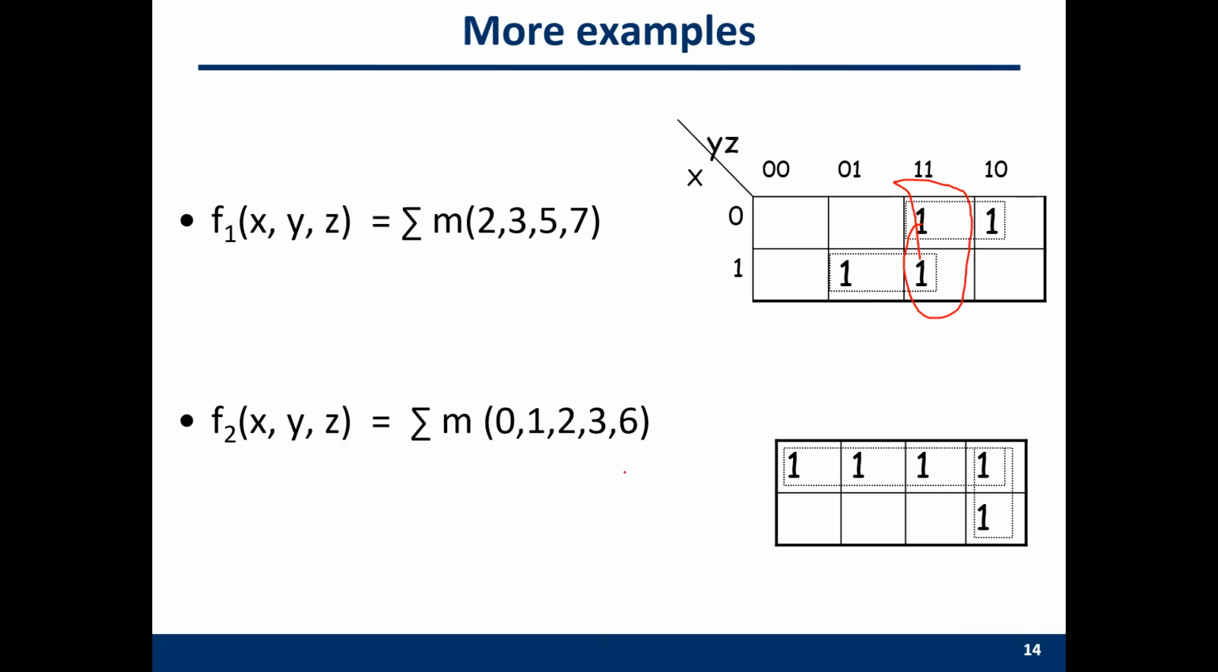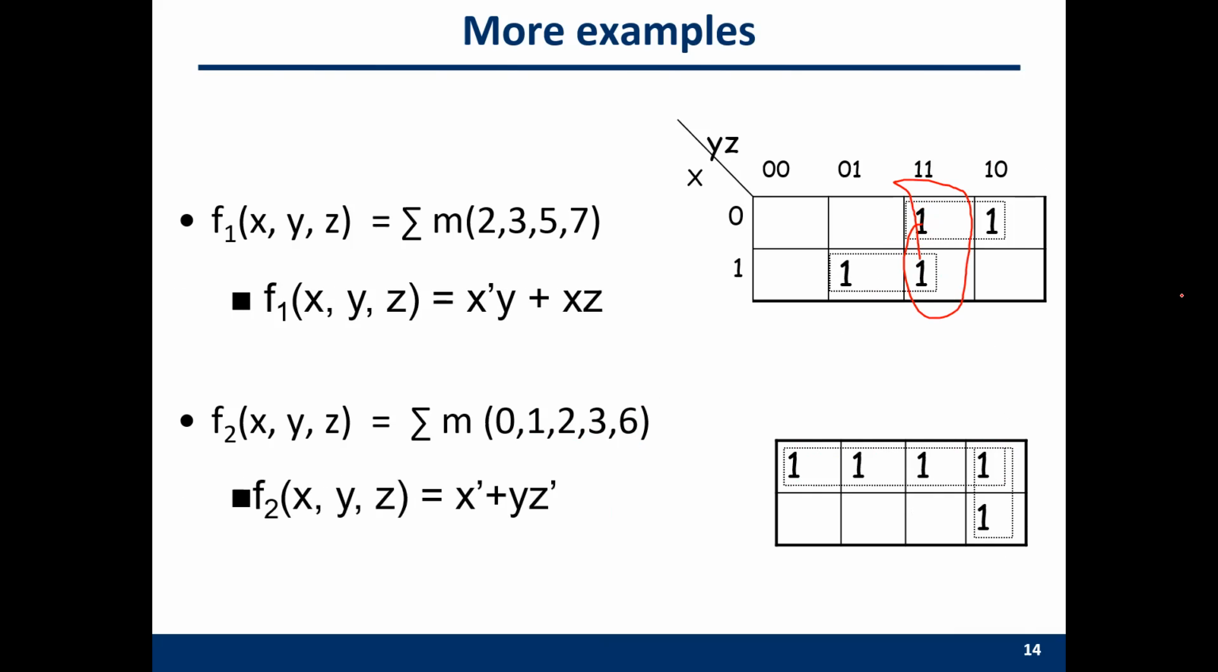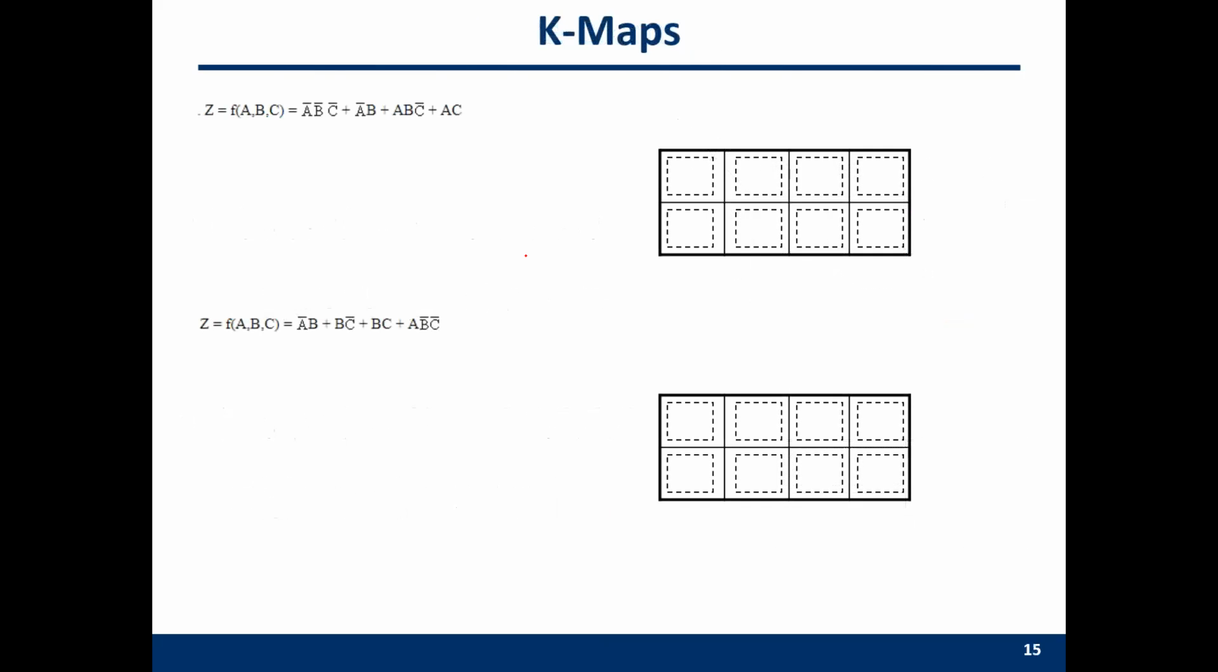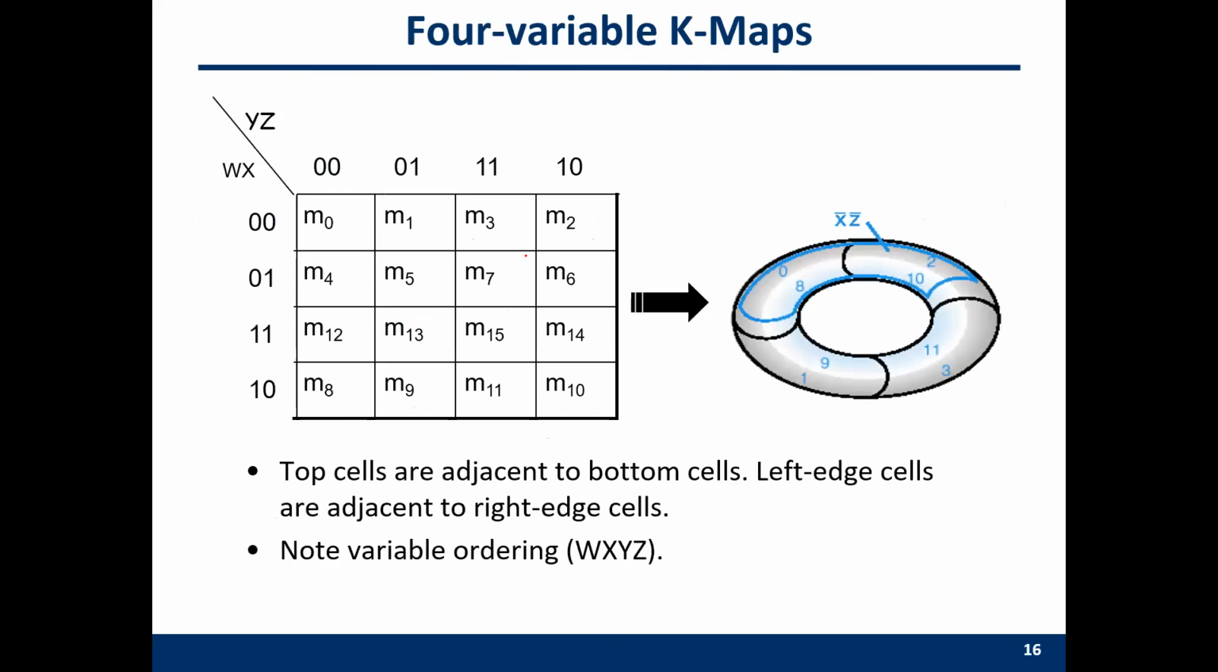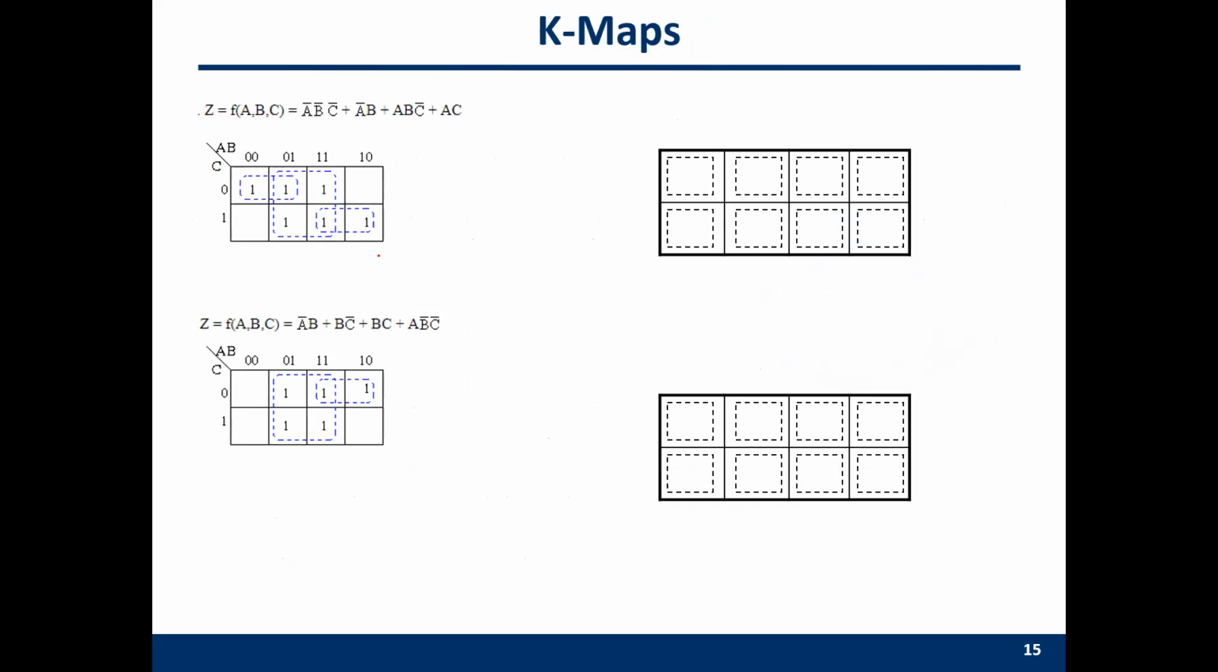And here is another example of the canonical form. We just write all the ones here and do the grouping. After we do the grouping, we can write the simplified items here. So here is one example. You can try them yourself.